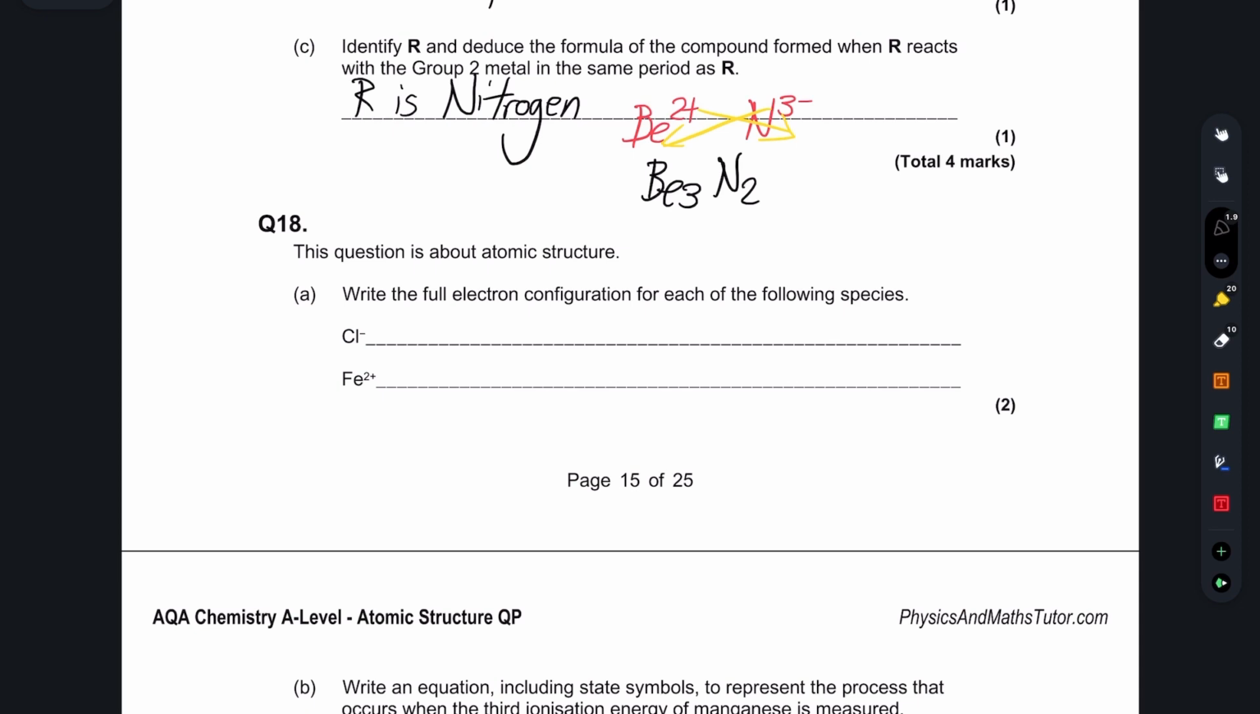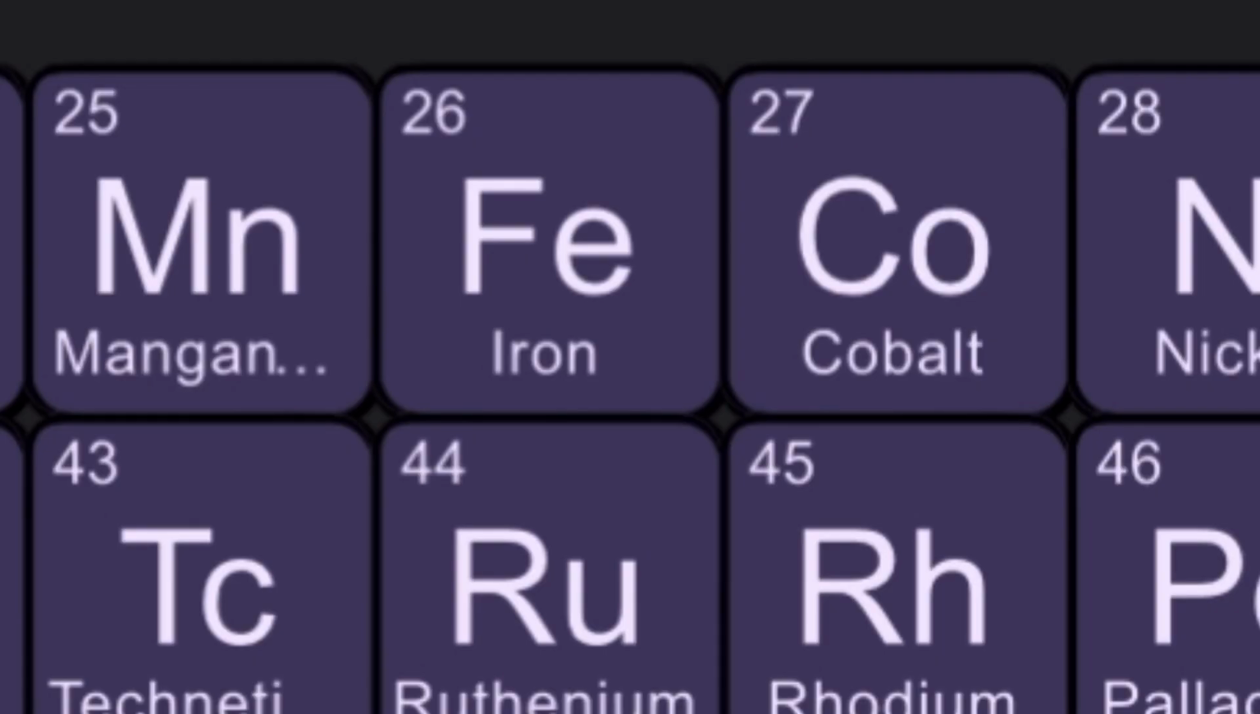We need to write 18 electrons: 1s2, 2s2, 2p6, 3s2 and 3p6. Now if you were to add these, 2 plus 2 plus 6 gives us 10, and then plus 2 plus 6 gives us 18, and that's the number of electrons you find in a chloride ion. As you can see here, iron has 26 electrons, and the particular ion we're looking at will have 24 electrons because it's an iron 2+, so this iron atom will need to have lost 2 electrons.